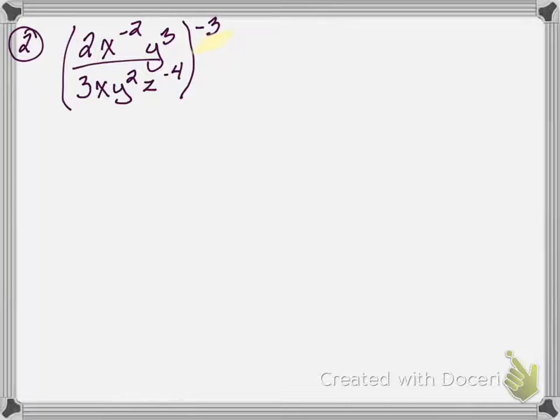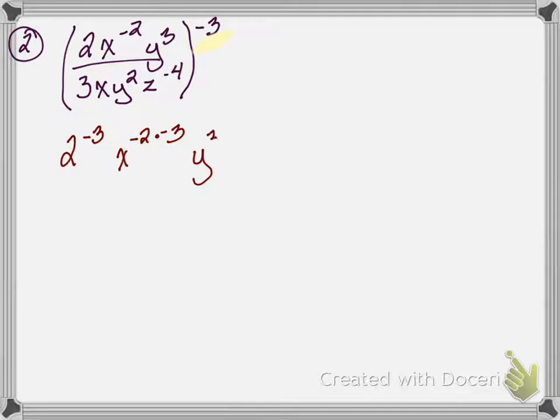So I'm going to give this negative 3 to everything inside my parentheses first. And that includes the numbers. Sometimes students forget that negative 3 belongs to everything inside the parentheses, including the numbers. So that's going to be 2 to the negative third. Then I am going to have x to the negative 2 times negative 3. And there's one of those situations where my x has a negative exponent, but as soon as I multiply it times the negative 3, I get a positive exponent. So that's why I chose to do this first.